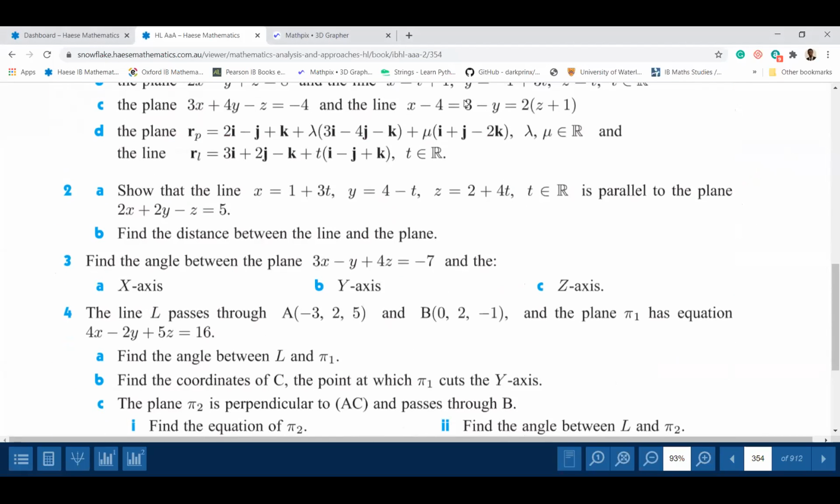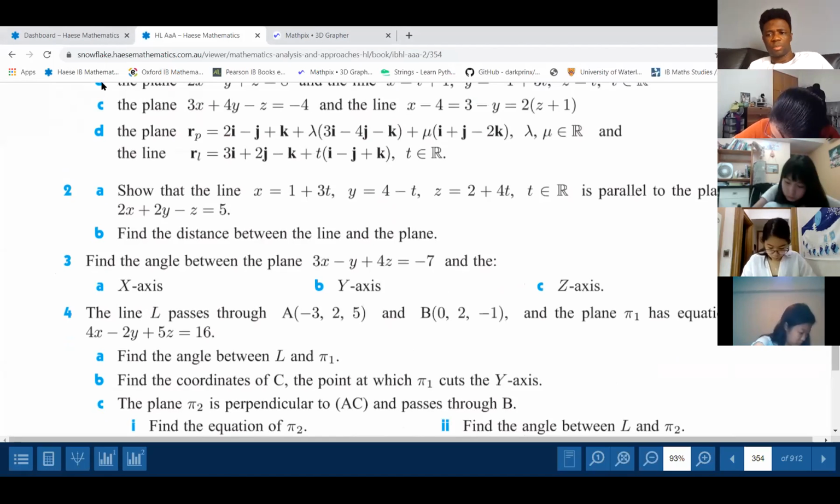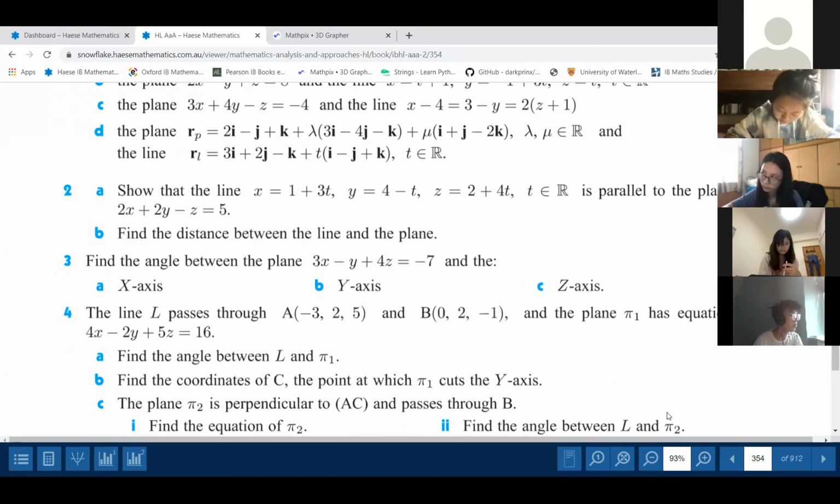2B says, show that the line is parallel to the plane. Can you hear me, sir? To show that the line is parallel to the plane, all you have to do is show that the angle between them is 0 or 180. No, I get that part, but how do you do B?